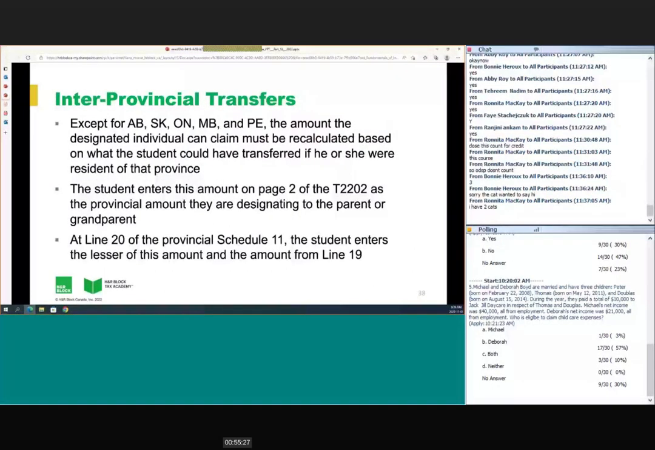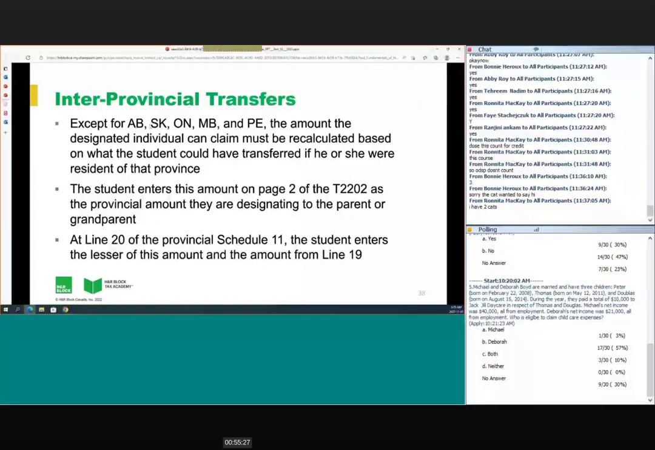Next, I mentioned to you that most of the provinces used to have this education amount in addition to the tuition amount. So we used to be able to use tuition that was incurred in another province. You came here, you could apply it. However, the amount that a designated individual can claim must be recalculated based on what the student could have transferred if he or she was a resident of that province. So basically, this doesn't apply, but certainly if someone came from another province, no, I'm sorry, I'm getting mixed up here.